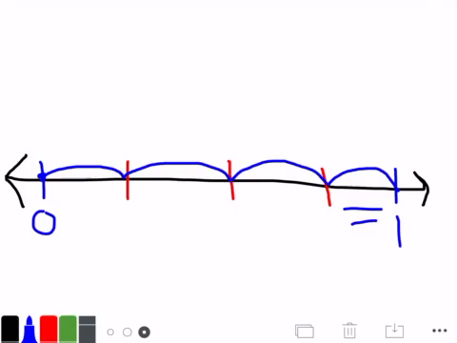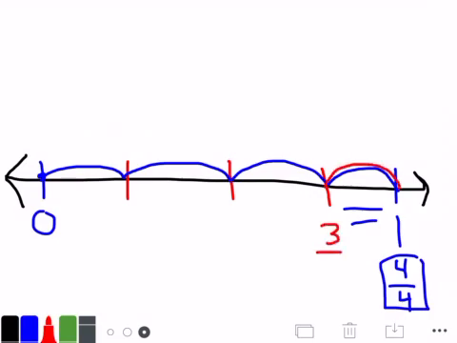If that is my 4th one, then that would be 4 out of 4. And we know that 4 out of 4 is the same as 1 whole. Well, if that one's 4 out of 4, then if we jump back to the one before it, that would be 3/4, or 3 out of 4. The one before that would be 2/4, and the one before that would be 1/4.